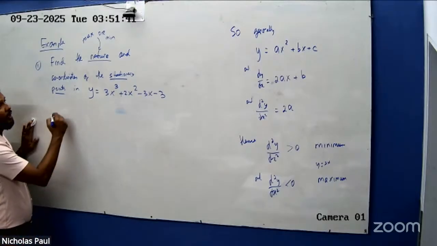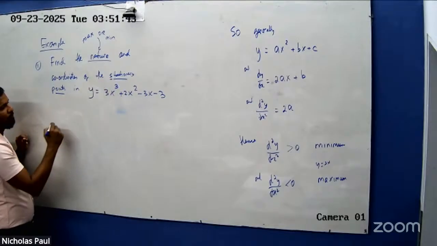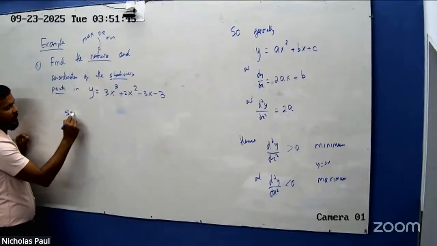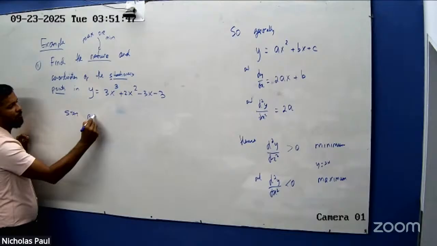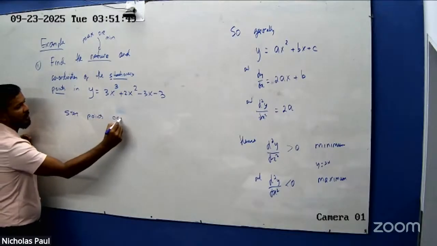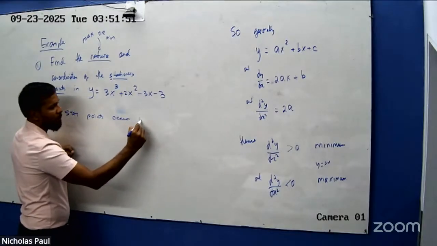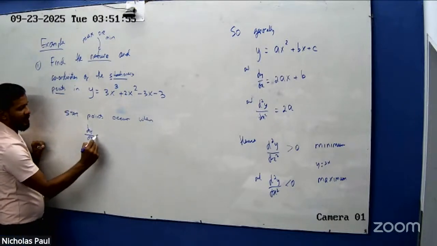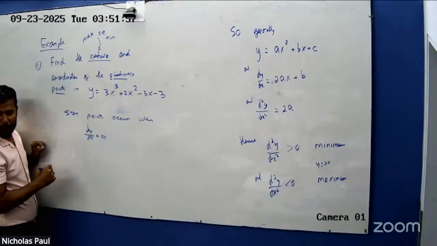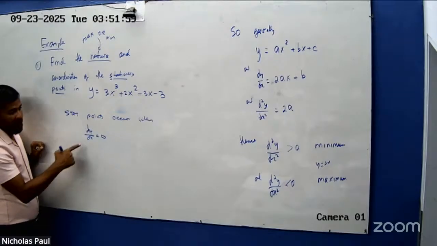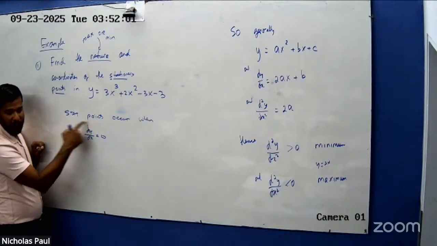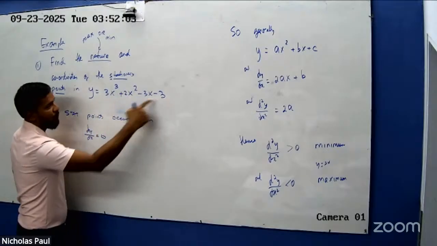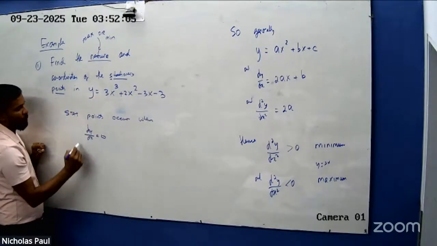So first thing first, we gotta get the stationary points. So here what we learned. We learned that stationary points occur when dy/dx is equal to 0. Right? We learned that earlier, right? When dy/dx is 0, we have stationary points. So we differentiate that. What's the differential of that?